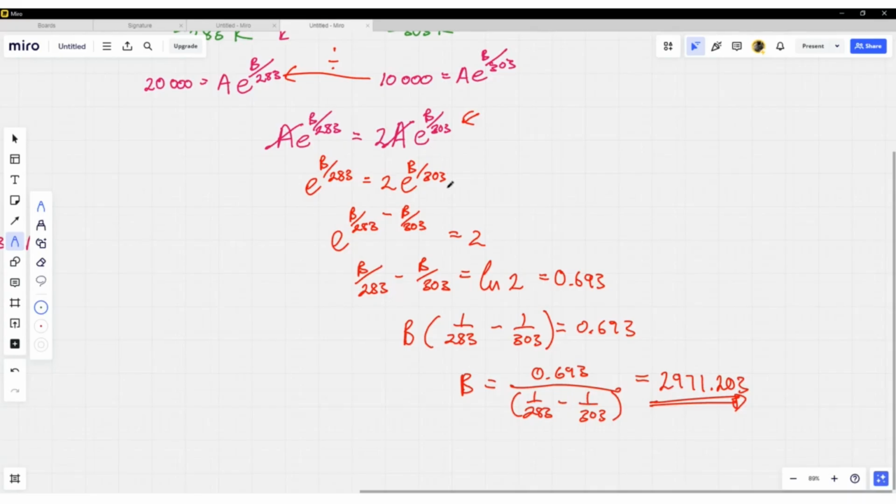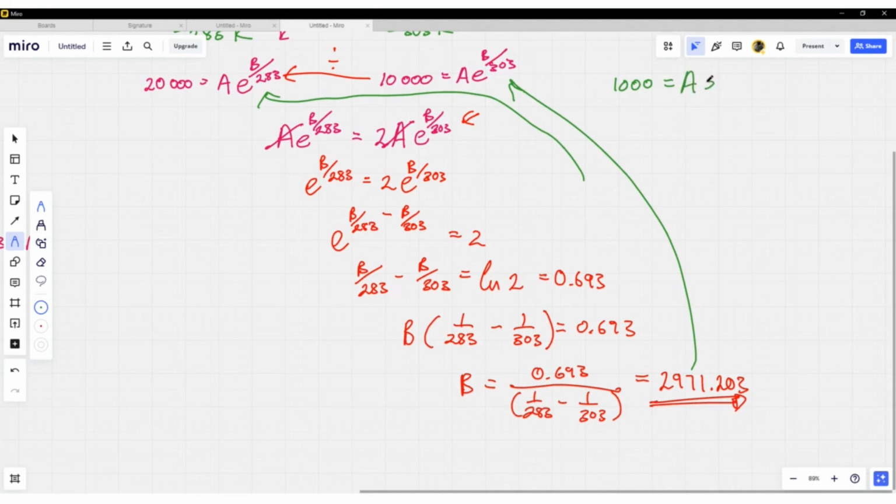So essentially now what you can do is you can back substitute into one of your equations, any one. I'm just going to use the 10,000 one. It's probably going to be the easiest. Essentially then 10,000 is equal to A times e to the power of 2971.203 divided by our temperature there of 303 Kelvin.